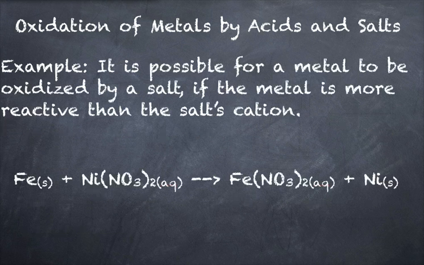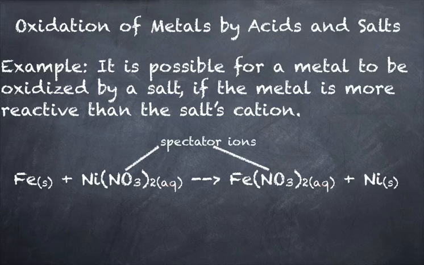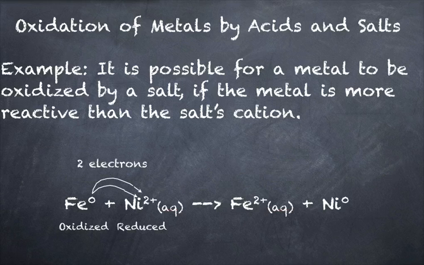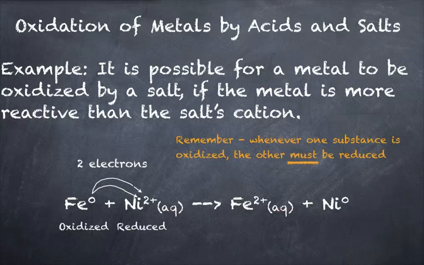Here is one by a salt. You see here in this salt that the nitrate is on both sides. That's a spectator ion. So the net reaction is going to be iron plus nickel cation, and then you end up with an iron cation and pure nickel. So what's happening is that 2 electrons are jumping from the iron to the nickel. It's being stolen, so the iron is being oxidized, the nickel is being reduced, and as a result you'll end up with an iron cation and then nickel metal.